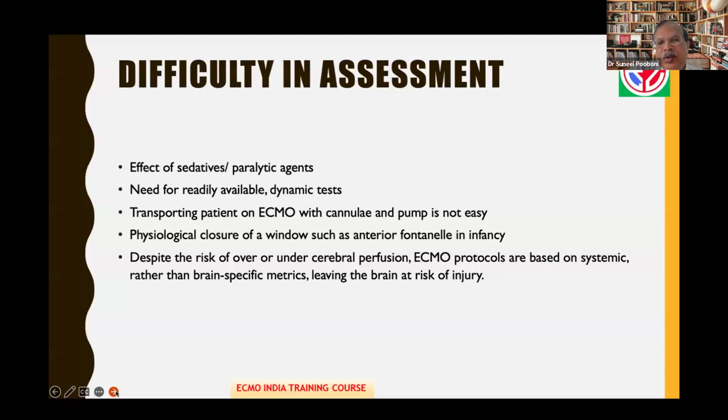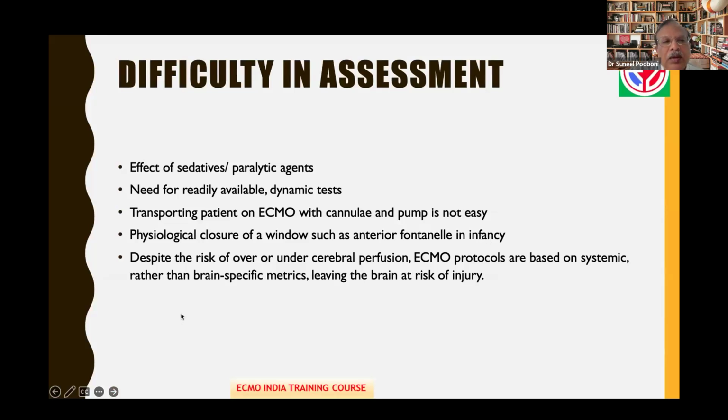Physiological closure of a window such as the anterior fontanelle in infancy reduces the chances of observing what is happening in the brain on a non-invasive basis. Ultrasound can be used in a neonate or in early infancy, till the anterior fontanelle closes.